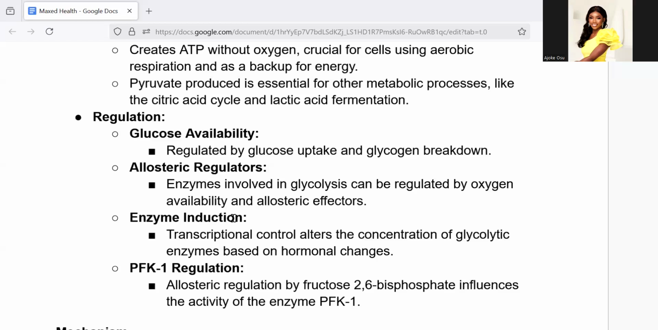And another form of regulation is the breakdown of glycogen. Cells can store extra glucose as glycogen when glucose levels are high in the cell plasma. And alternatively, when levels are low, glycogen can be converted back into glucose. So these two enzymes control the breakdown of glycogen: glycogen phosphorylase and glycogen synthase.